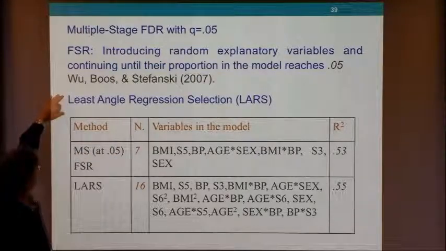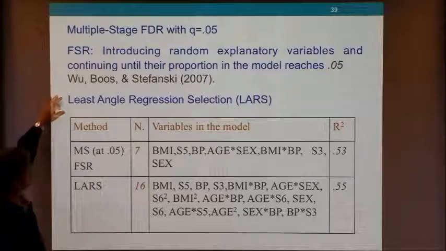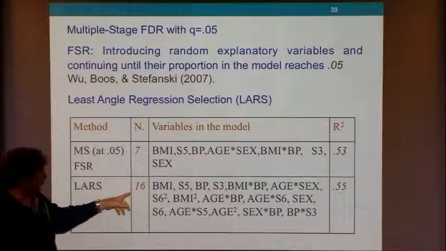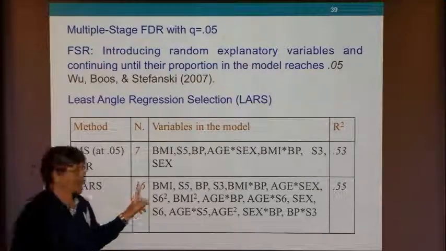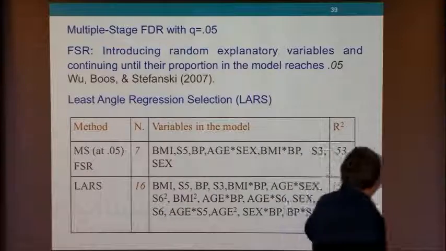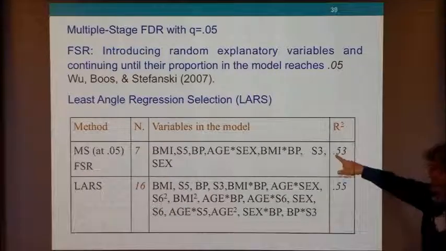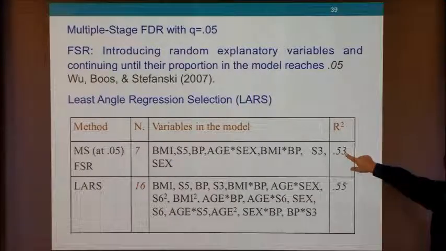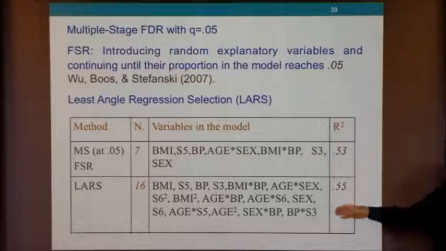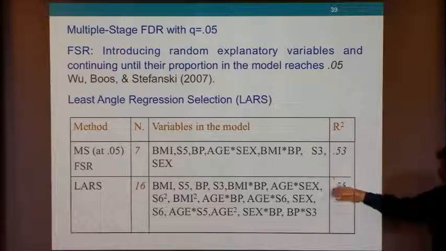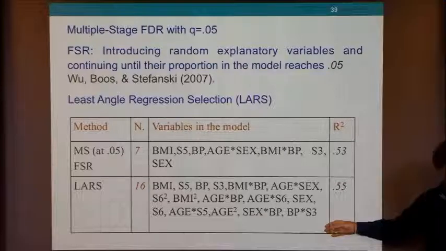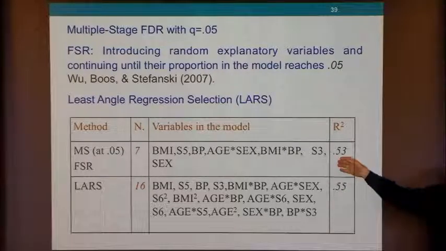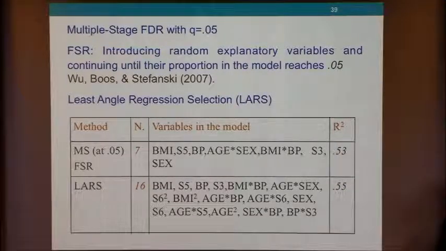The original analysis, which used the least angle regression selection, the LARS, had 16 variables in it. This one resulted in 0.55 R square. This one was 0.53 R square. So it seems that almost doubling the number of variables in the regression helped very little. And in fact, this has enough of it in order to give good results.